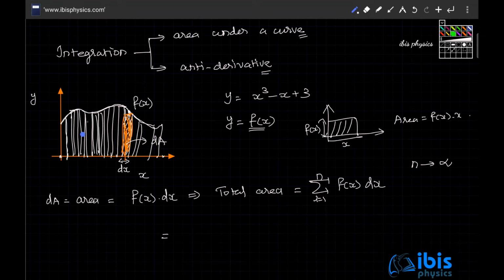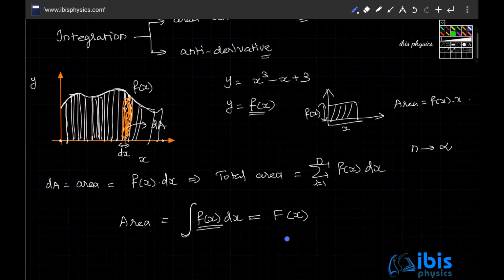When there are an infinite number of rectangles to be added, this summation from 1 to infinity is replaced by this symbol called integration. Integration of f of x dx. So this is called area. So what is the function of x's integration? Suppose the integral of f of x dx is said to be F of x.